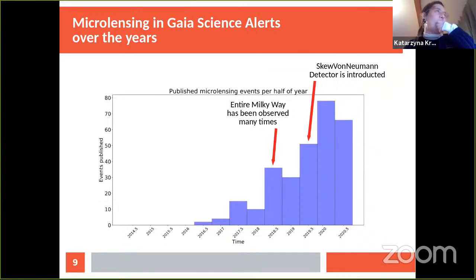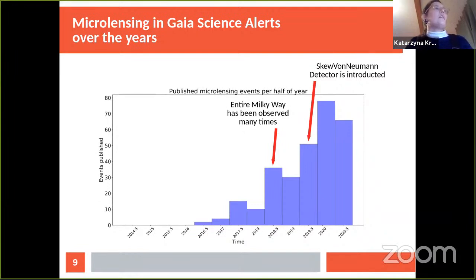How the detection of new events has improved is more visible on such a histogram, which I like to present sometimes. Here on the y-axis is the number of events published, and here we have time separated in half years. The first change you can see is in the second half of 2018, which I couldn't really understand, and then Łukasz explained to me that Gaia has observed the entire Milky Way enough times that we have gathered enough points in the baseline that it's much easier to detect new events.